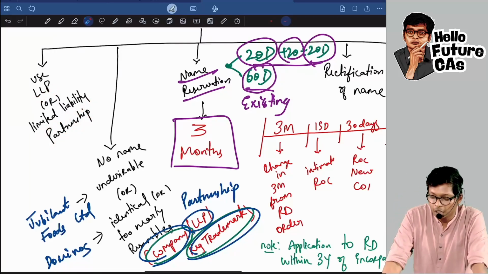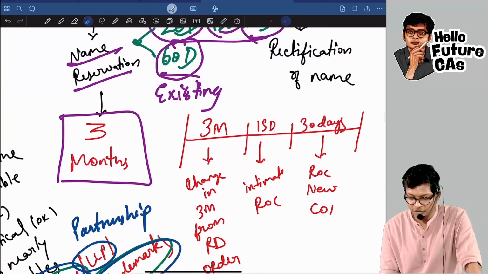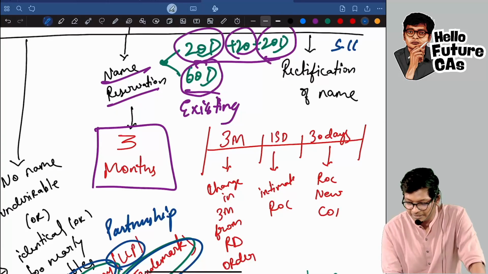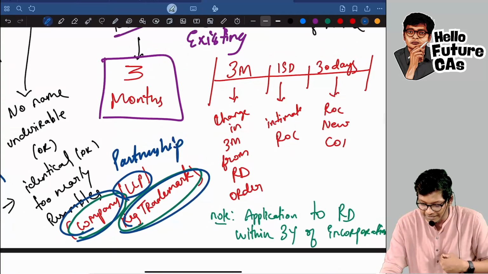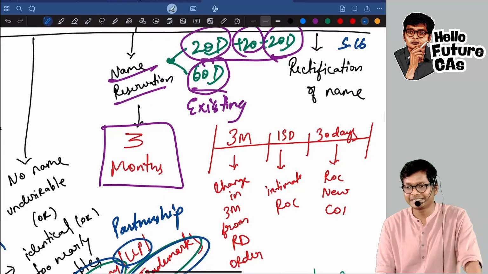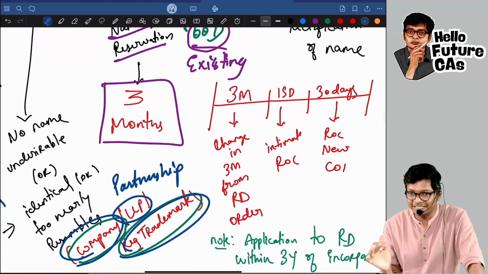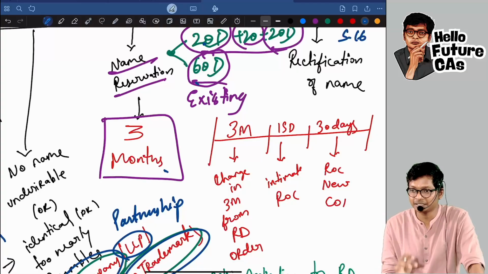Hello? Now comes the beautiful point. Same concept, rectification of name. Rectification of name, same as section 16 in the Companies Act. Here what they are saying is the same. This concept is from the Companies Act, same, guys. What is the difference between the Companies Act and here? In the Companies Act, I told you, it's 20 and 60 days. Here it is 3 months.